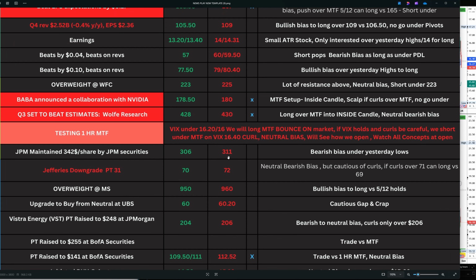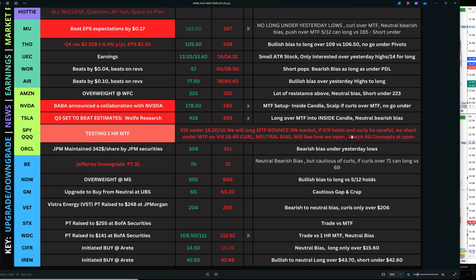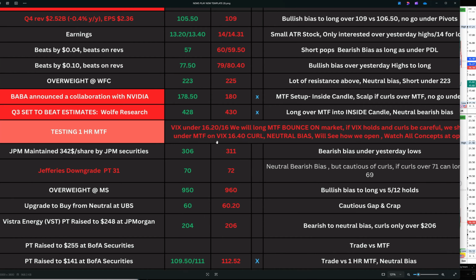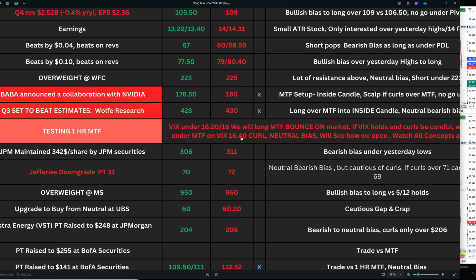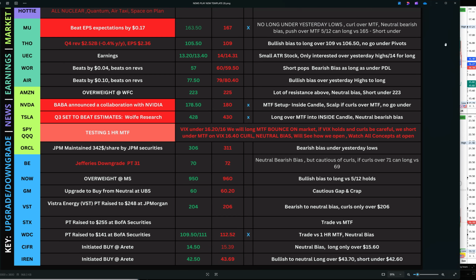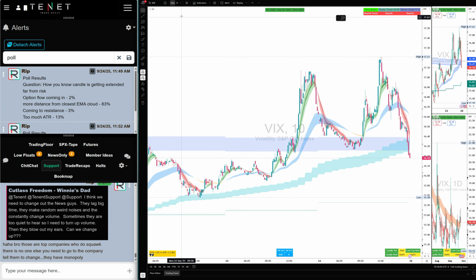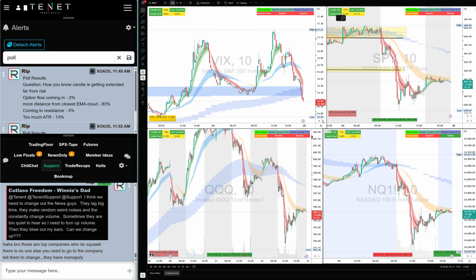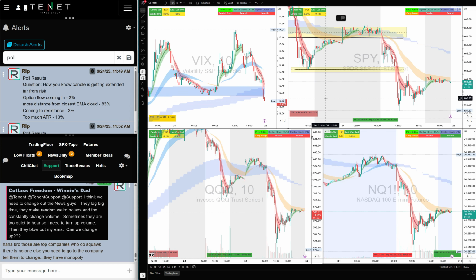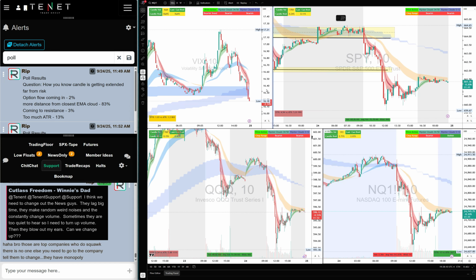So the plan was pretty simple. VIX under 16, we long the market for the bounce. If VIX holds 16 and curls, be careful, we short under the MTF. So I told the traders we short under the MTF. Neutral bias, we'll see how we open. Watch all the concepts: the amateur trade concept, morning trade, 10 a.m. concept, all these concepts I teach. All right, so let's see what happened.